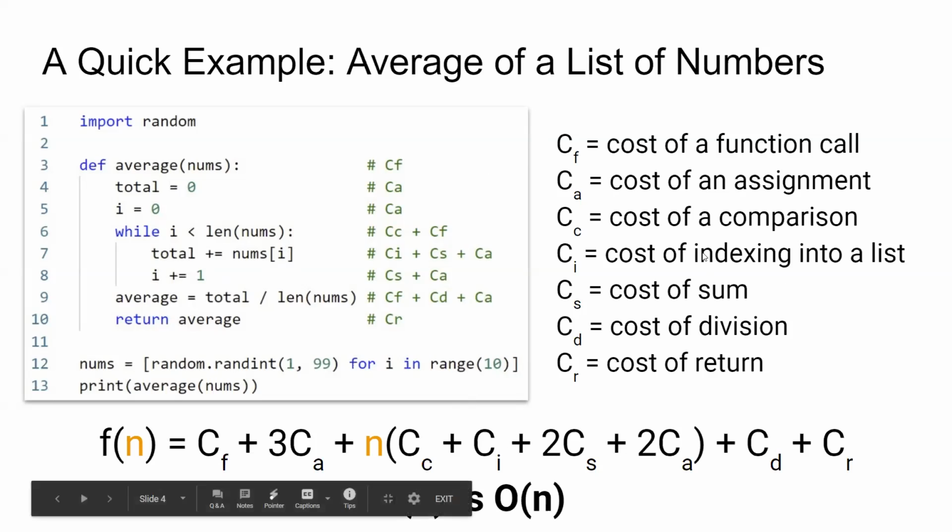So we want to abstract away all those C terms, and we just want to really talk about how this function grows as a function of n, which is the size of the input. So in big O notation, we would say this algorithm is O of n.